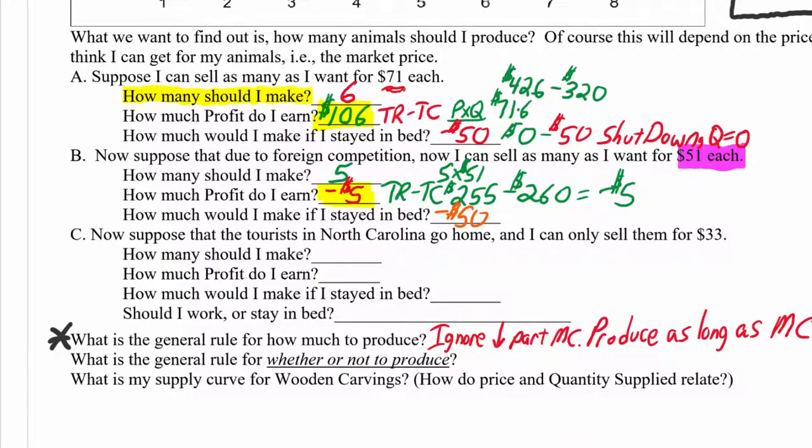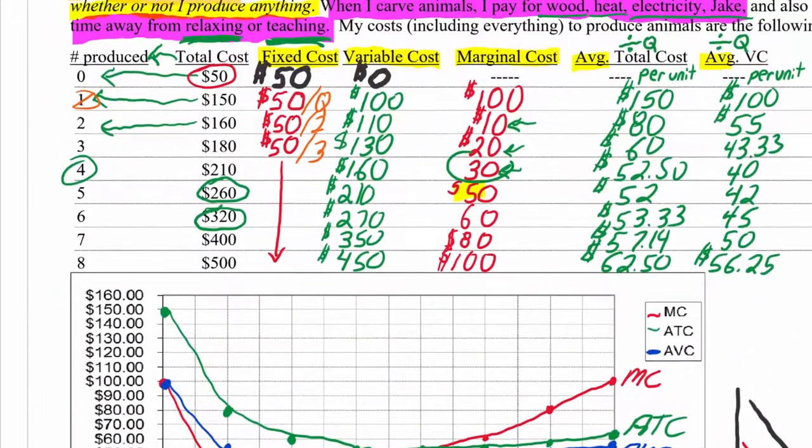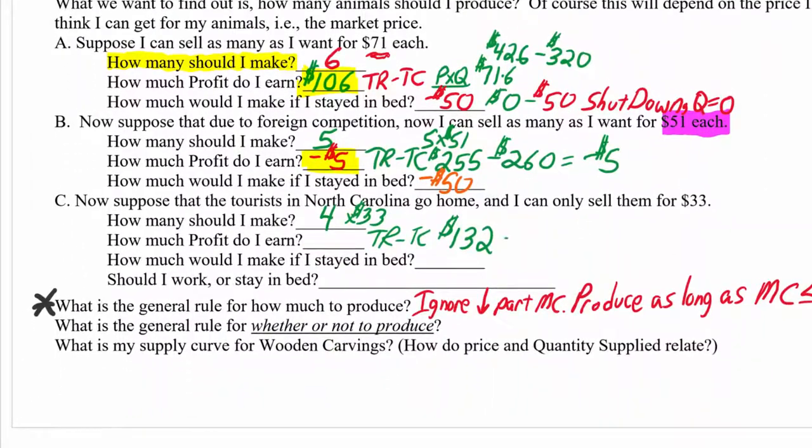So how many should we make? 4 units. How much profit are we going to earn? Well, let's do our total revenue minus total cost. Total revenue is 4 times $33, which is $132 in total revenue. Our total cost, looking at our table, is $210. Our loss is $78. That's terrible. So we're going to lose $78.